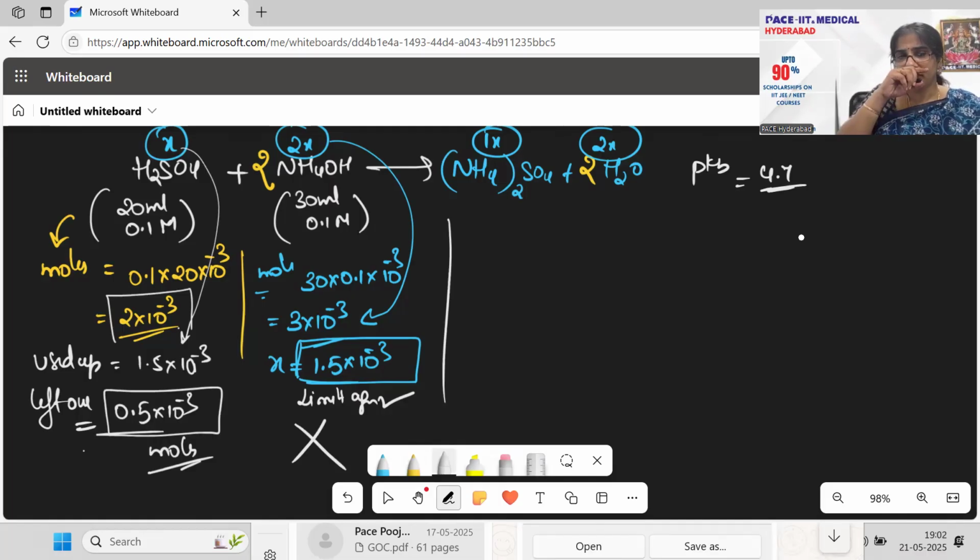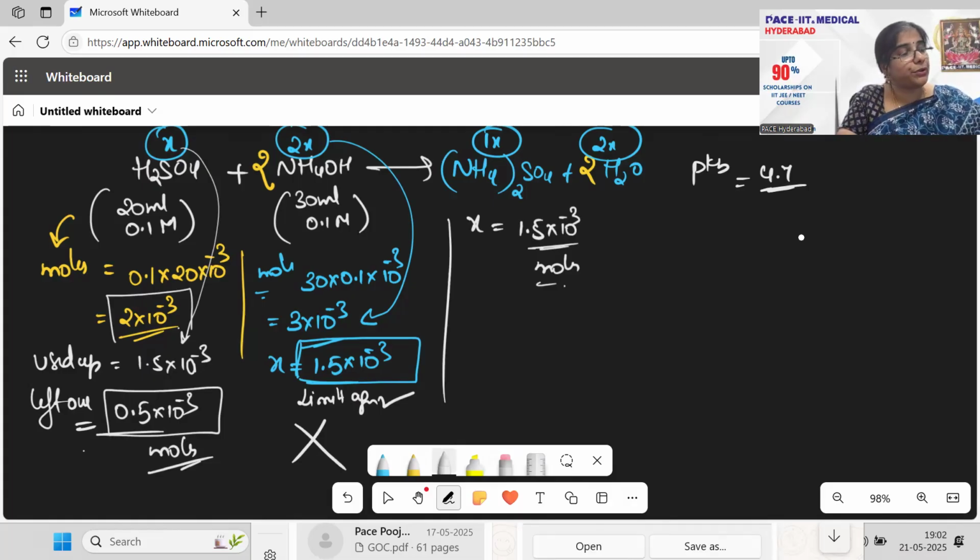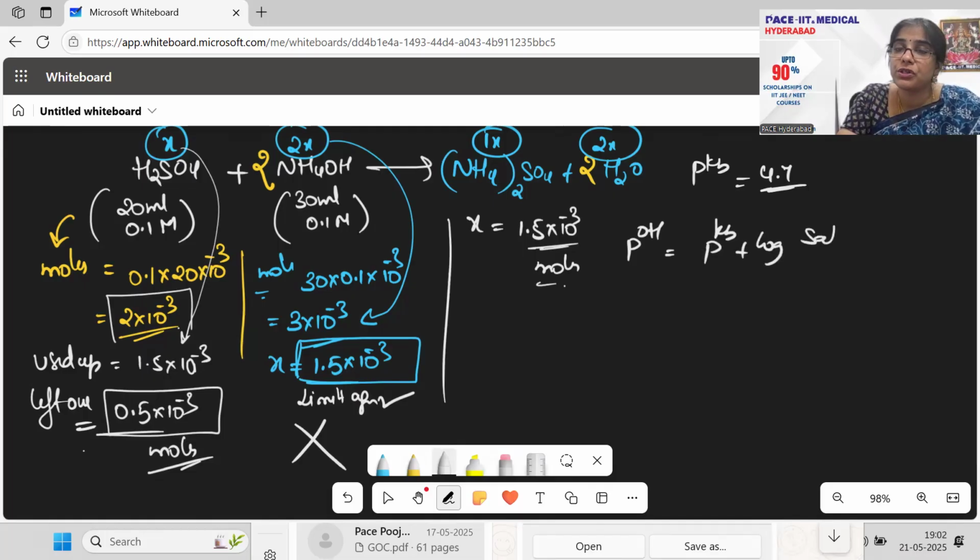NH4 twice SO4. अब NH4 twice SO4 is 1x, 1x मतलब क्या है 1.5 into 10 to the power minus 3 moles बच गए मेरे पास. That is what I have. And now if I have to talk about this is definitely my buffer again here, right? So which means POH will be pKb plus log of salt concentration by your base concentration, salt concentration by base concentration.